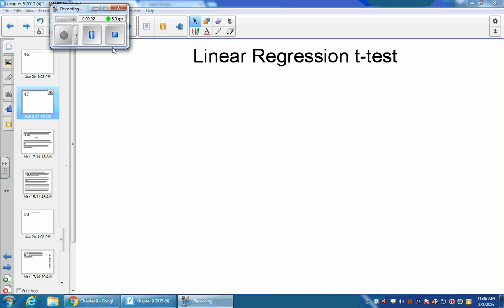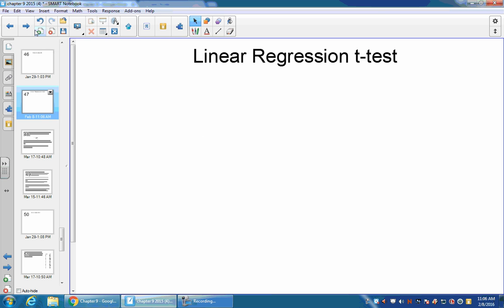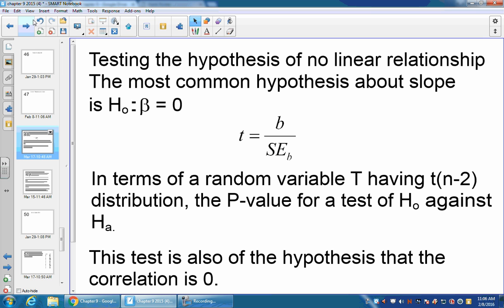Hello, now we're going to look at a linear regression t-test. So what we're doing is a significance test to check to see if there's a positive relationship or a negative relationship between two variables, or if it just happens by chance. To do that, we're going to test a hypothesis of no relationship.